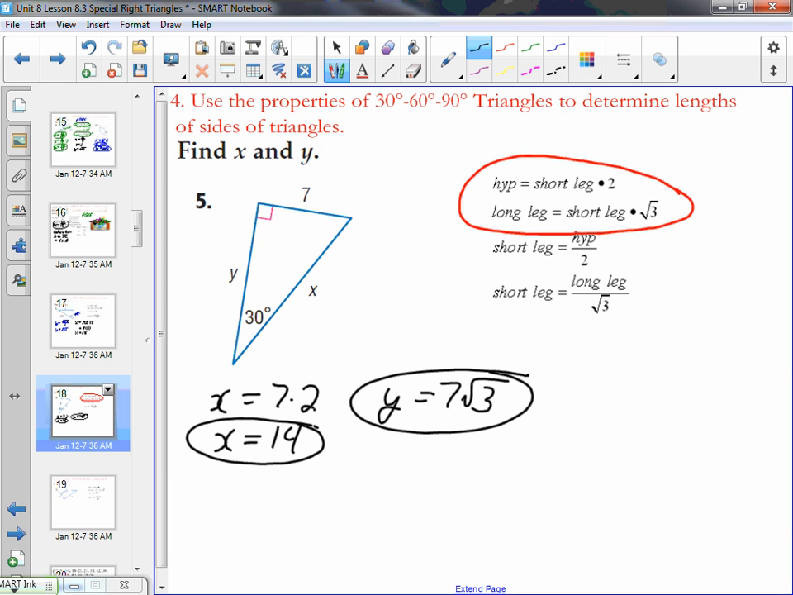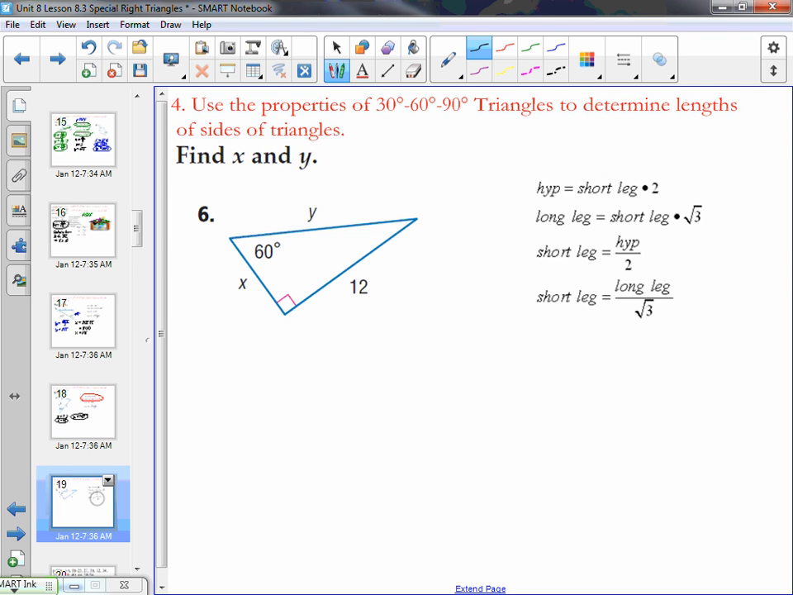Okay. Now, you don't have to write down 7 times 2 if you don't want to. Okay? Number 6. Is this one a 30, 60, 90? Yeah. Which side do we know? Which length do we know? Long leg. So before we do anything else, we got to find the short leg. Which equation are you going to use? Number 3 or number 4?